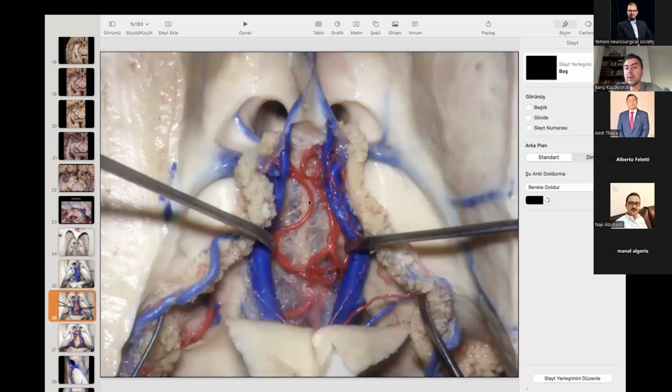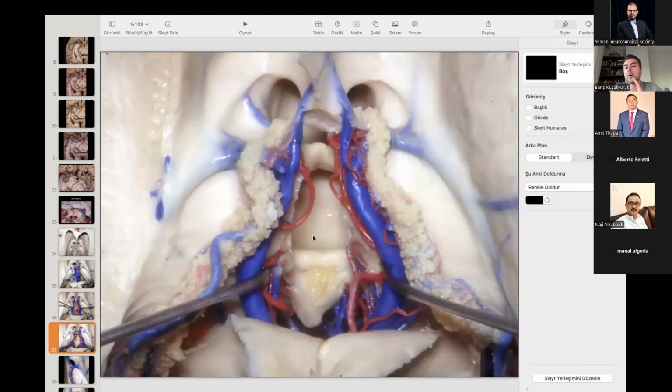When we go a little bit deeper, we see these arterial structures better. And then we see again, as a fourth layer, the first one was tela, then the vein, the artery, and the fourth layer is again this arachnoidal layer. And then we open it and go into the third ventricle.